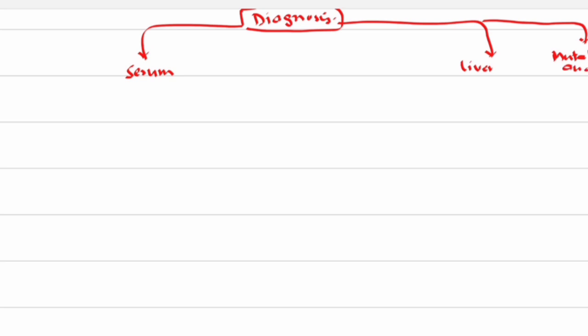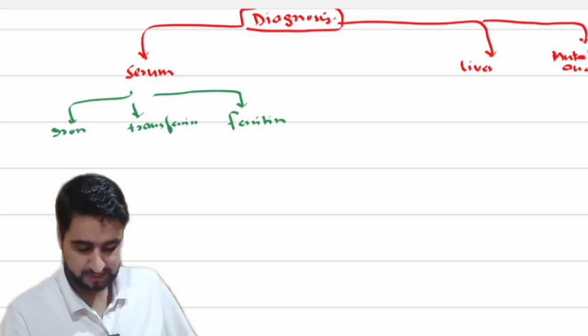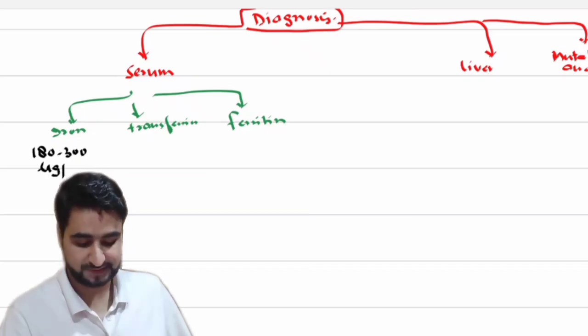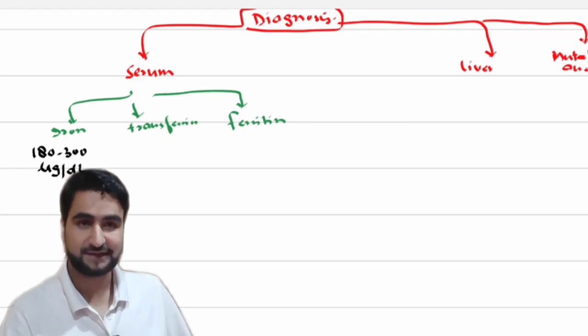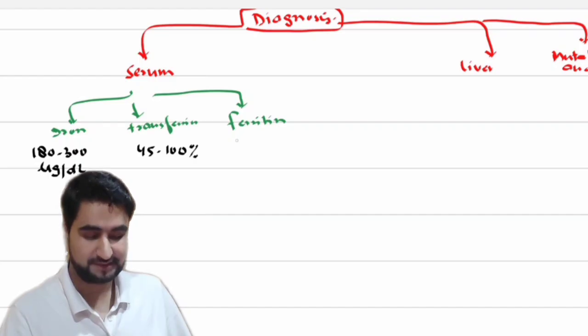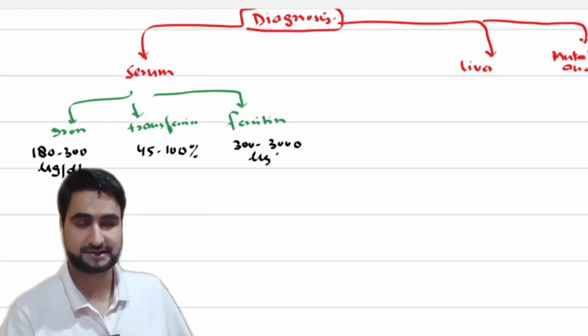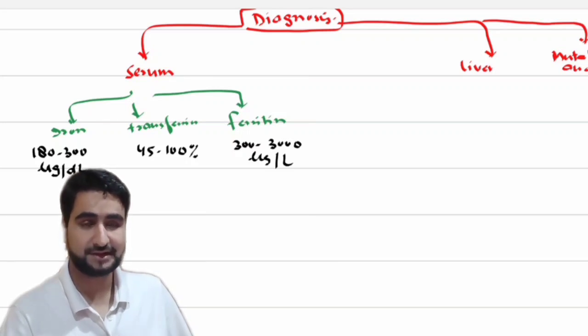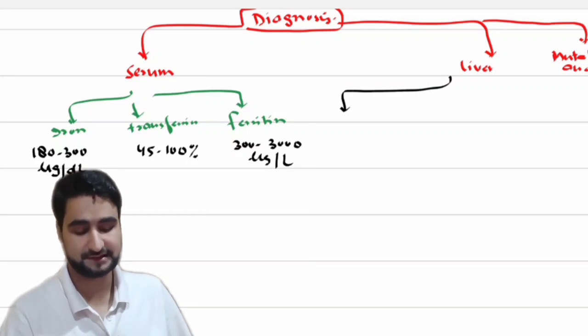In the serum, we see iron level, transferrin saturation, and serum ferritin. The iron levels are in the range of 180 to 300 micrograms per deciliter, while transferrin saturation is greater than 45%, that may be in the range of 45 to 100%. And the ferritin levels are in the range of 300 to 3000 micrograms per liter. For iron, it's microgram per deciliter, while for ferritin, it's microgram per liter.